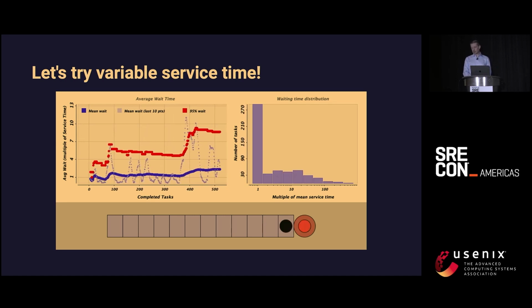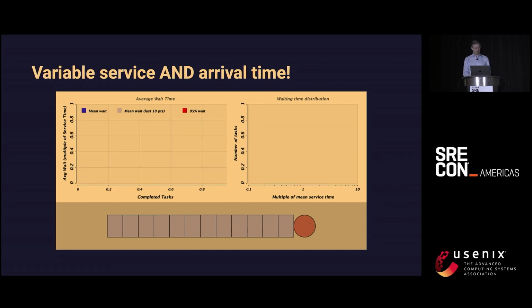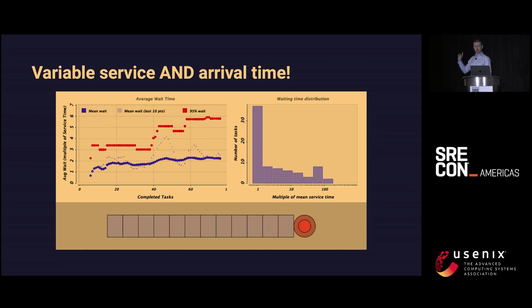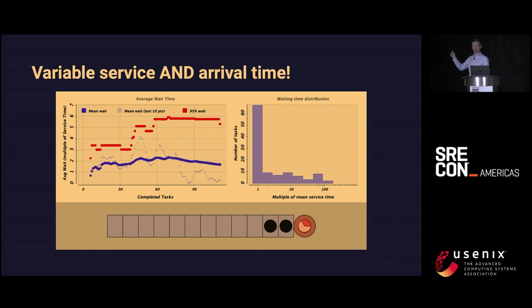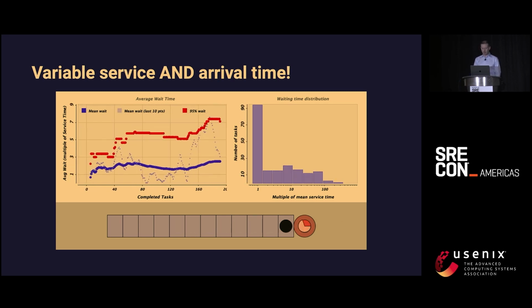So the real question is, what happens if we have both variable service time and arrival time? And that's this one. By the way, if anyone's needing to do a talk and looking for a good way to procrastinate, deciding you need to write your own animations to simulate stuff and demonstrate it, I highly recommend it.